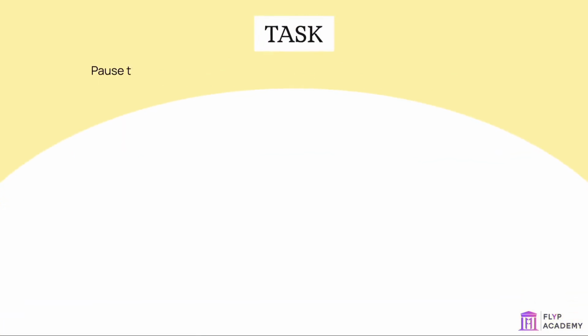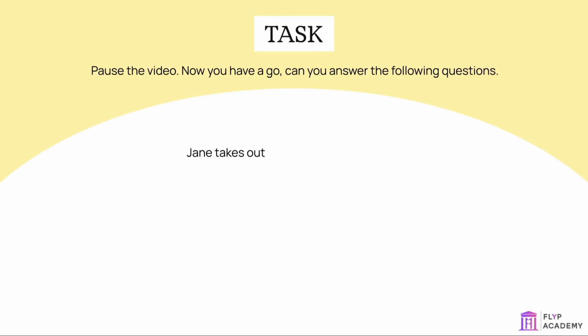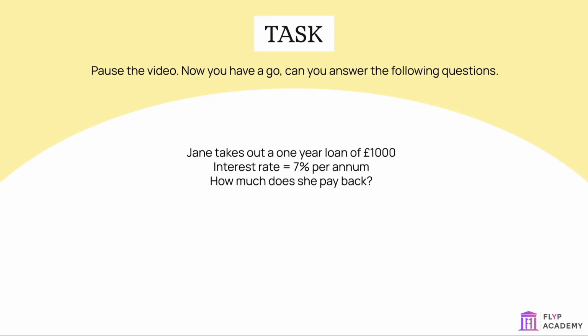Task: pause the video. Now you have a go. Can you answer the following questions? Jane takes out a 1-year loan of £1,000. Interest rate equals 7% per annum. How much does she pay back?